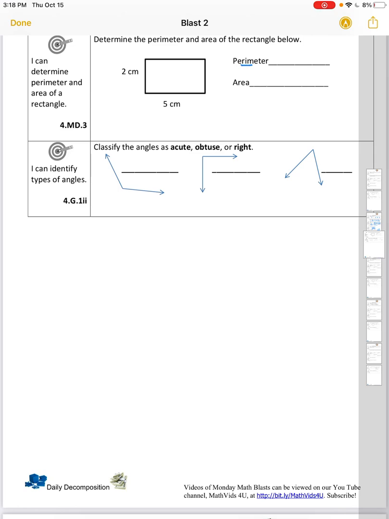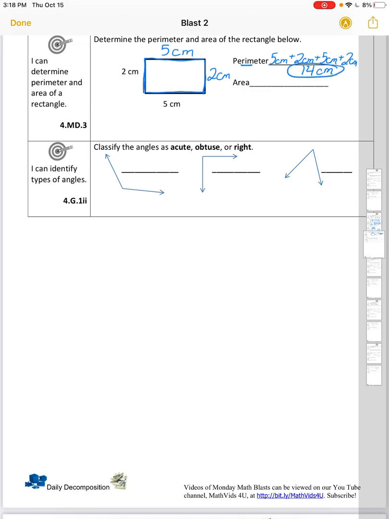So I know that in a rectangle, opposite sides are equal. If this side measures 5 centimeters, so does this side. And if this side measures 2 centimeters, well, so does this side. And now I can make my way around the rim of the figure. 5 centimeters plus 2 centimeters plus 5 centimeters plus 2 centimeters equals a total of 14 centimeters.